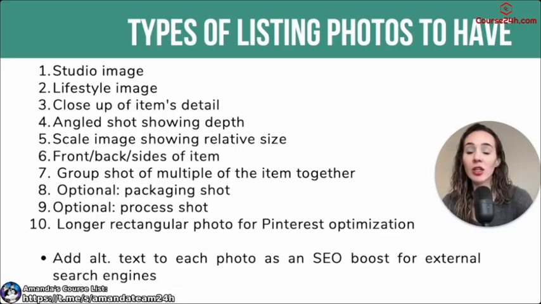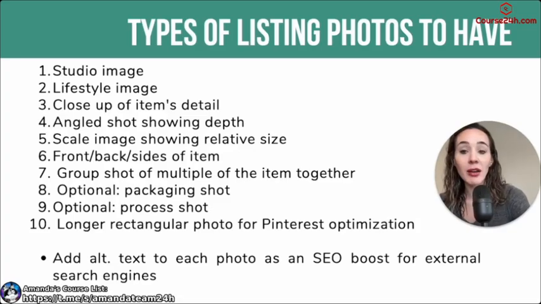You're also going to have a close-up of the item's detail, an angled shot showing the depth. You're going to have an image showing the scale and the relative size. You're going to have an image showing the front, back, or sides of an item. You're going to have a group shot of multiple of these items together. Optional is a packaging shot. Only do this if it elevates the perception of the item. Optional also would be a process shot. Also only do that if it elevates the perception of an item. Seems really professional and clean. And then the 10th one is a longer, more rectangular photo. And this is for Pinterest optimization.